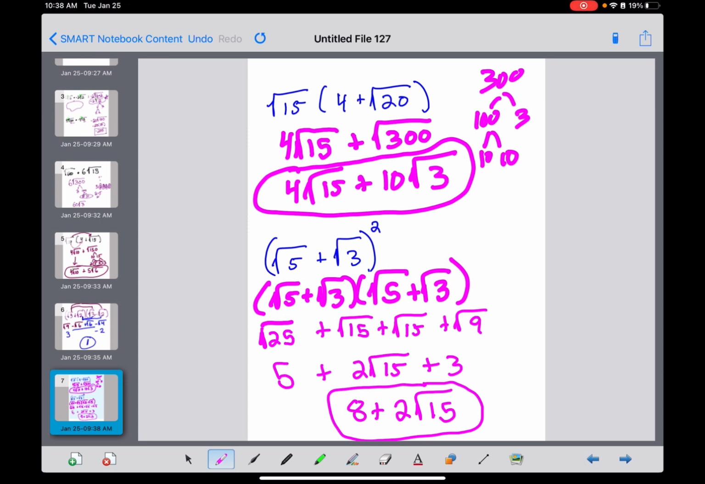Radical 5 plus radical 3 squared. Remember, when you're squaring something, you're taking it times itself. You're not squaring the first term and the last term. So we've got radical 5 times radical 5. That's radical 25. Radical 5 times radical 3, radical 15. Radical 3 times radical 5, radical 15. Radical 3 times radical 3, radical 9. Square root of 25 is 5. You can combine these two terms in the middle. 2 radical 15. Square root of 9 is 3. 5 and 3 is 8. Okay. Any questions?